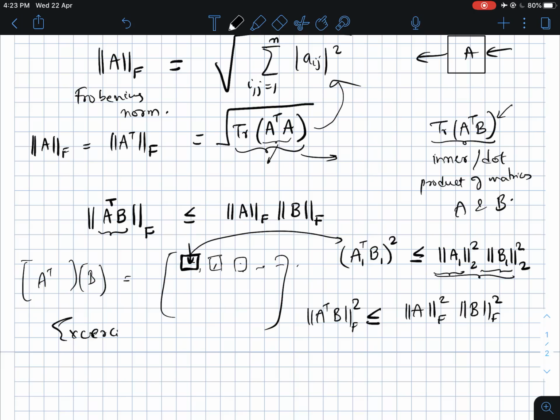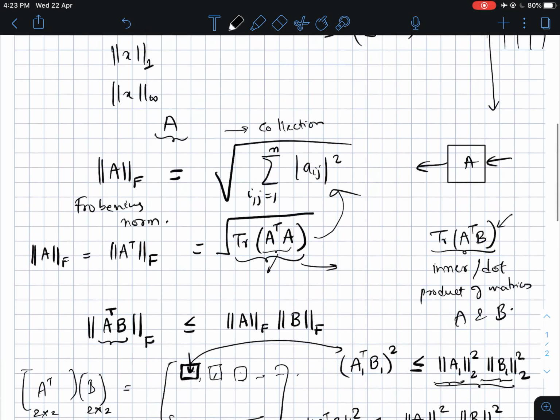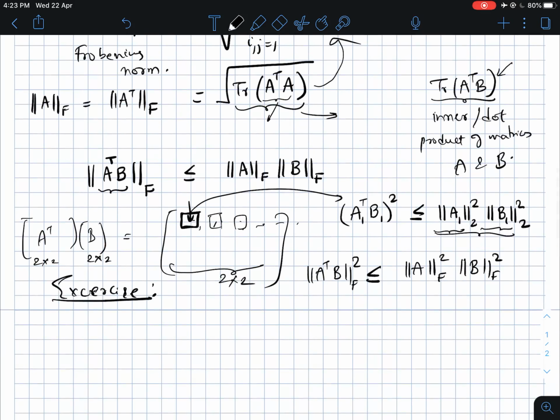It's a very good exercise for you to carry out. I'll leave this to you. I think it's not very difficult. Just take a few examples. Take A to be 2 cross 2 and B to be 2 cross 2. This will become a 2 cross 2 matrix, and just work this out. You will see that the key idea is to apply the Cauchy-Schwarz inequality for every entry of this matrix.